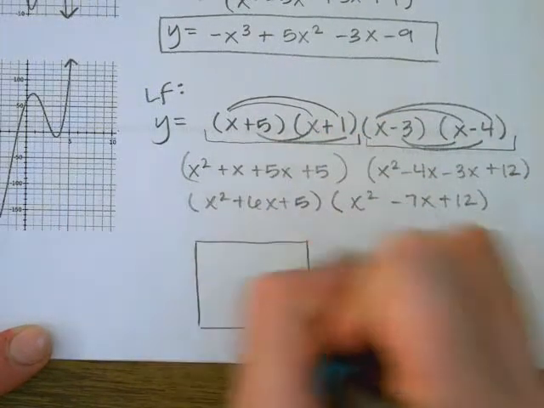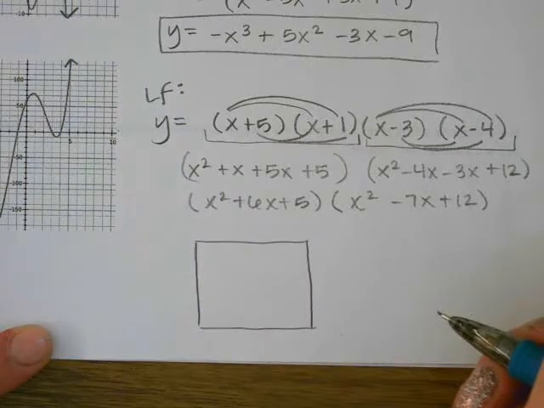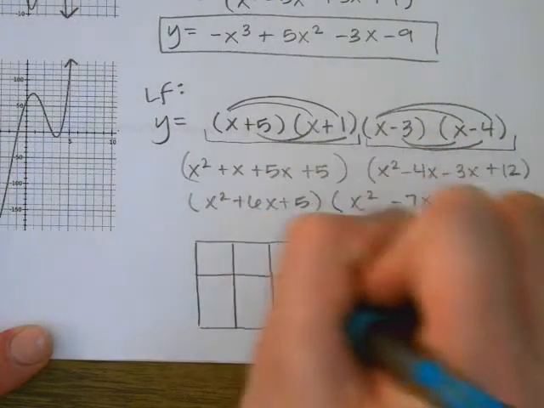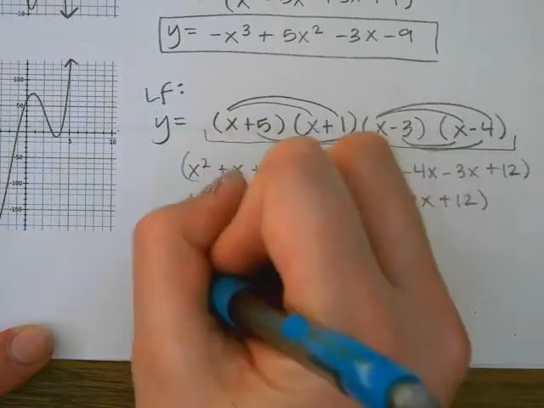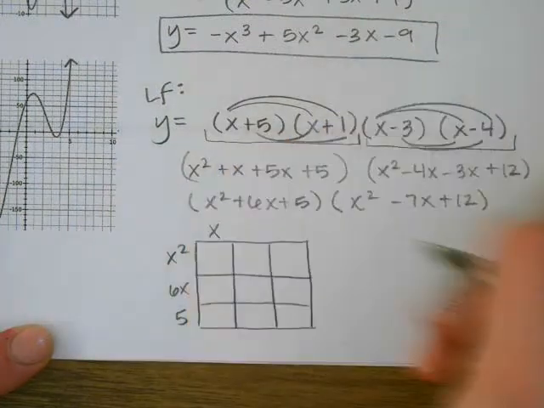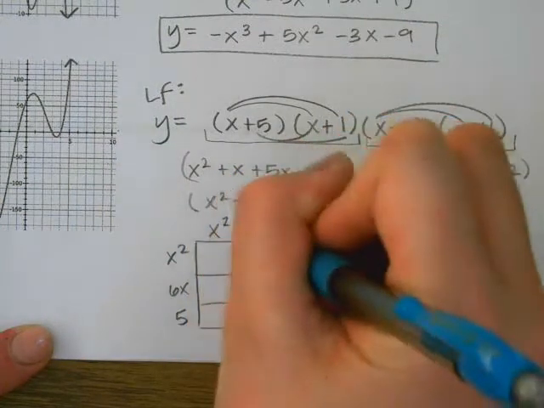So how big does my box need to be? 3 by 3. So we've got 3 terms times 3 terms. So x squared, negative 7x, 12 on one side, and x squared, 6x, 5 on the other. And it doesn't matter which side of the box you put them on. You'll get the same answer either way.